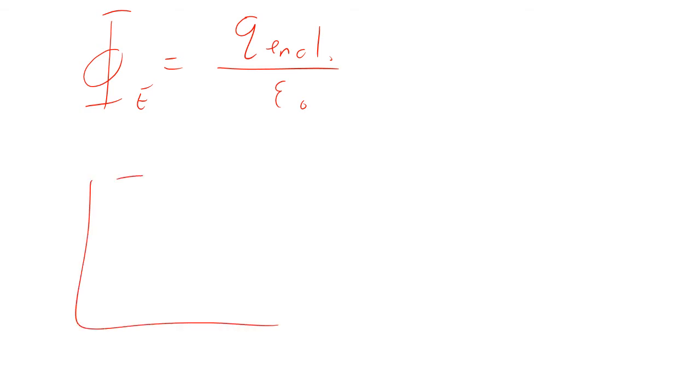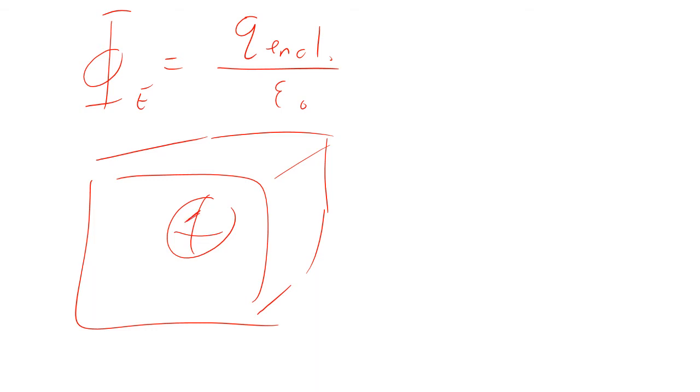It says the total flux is going to be equal to the enclosed charge over epsilon naught. So what is the enclosed charge? Well, the enclosed charge is just the charge inside the sphere. So the charge inside the sphere is going to be the charge density times the volume of the sphere. So that's going to be the charge density times 4/3 pi r cubed.